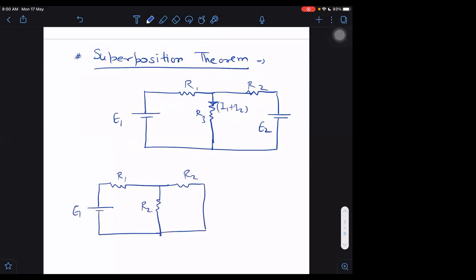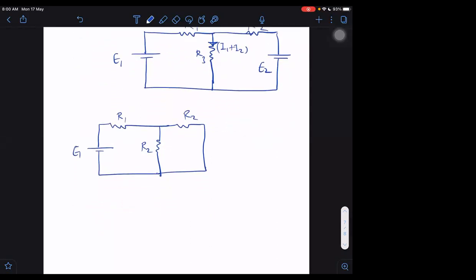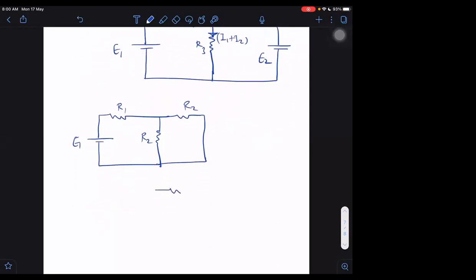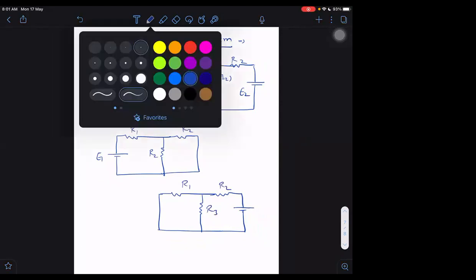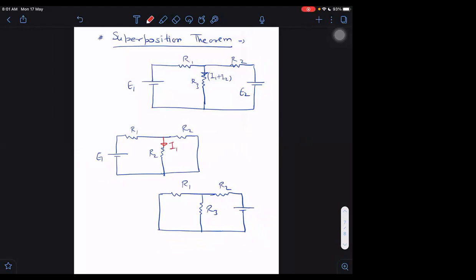But when it is not connected, it does not mean it is open circuit. When it is not connected, we should replace it by a conducting wire. Similarly, when E1 is not connected, we should replace it by a conducting wire. That part you have to remember. Don't start replacing it by open circuit. You have to replace it by a conducting wire. And then R1, R2 and R3. In one case, the current carried here was I1, and in the second case, it is carrying I2 when only E2 is there.